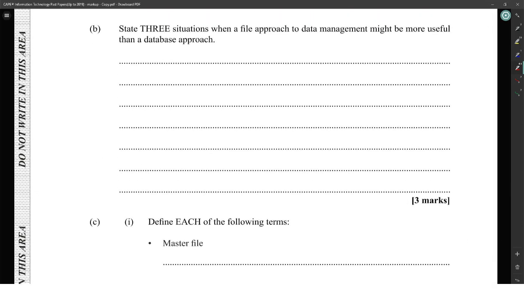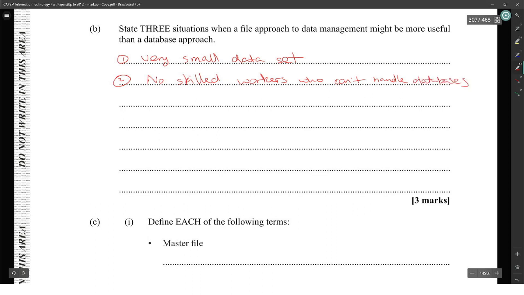State three situations when a file approach to data management might be more useful than a database approach. One, very small data set. The data set is small. Two, non-skilled workers who can't handle databases. And three, the cost of database implementation can be high.